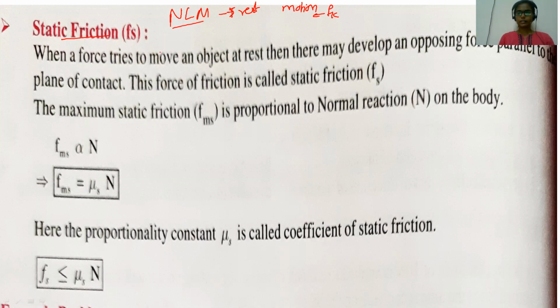See, for IIT JEE, how they're going to ask problems based on the static friction concept, we're going to discuss today along with the problems. So theory is very less here. When a force tries to move an object, when a body is just there on a table, there may develop an opposing force parallel to the contact surface. This is the contact surface. The opposing force will develop parallel to the contact surface. Okay, this force of friction, what we call static friction.